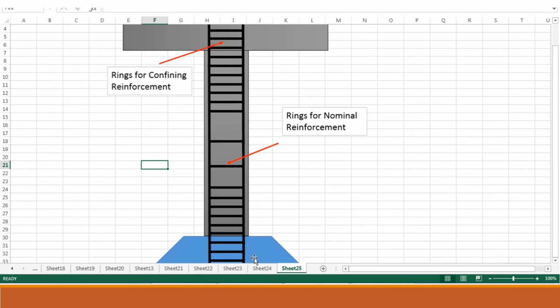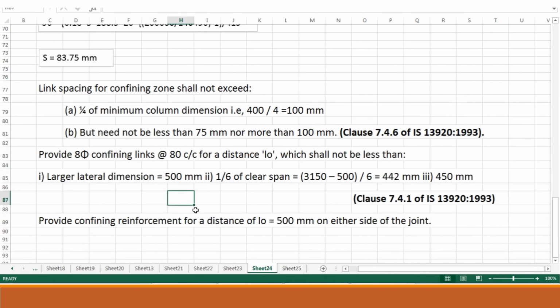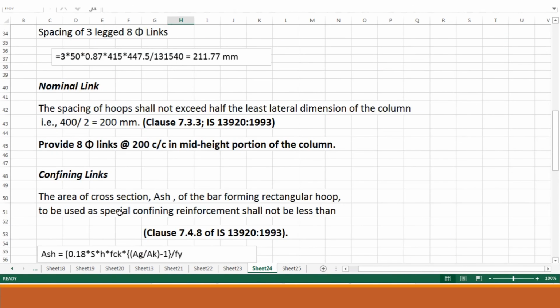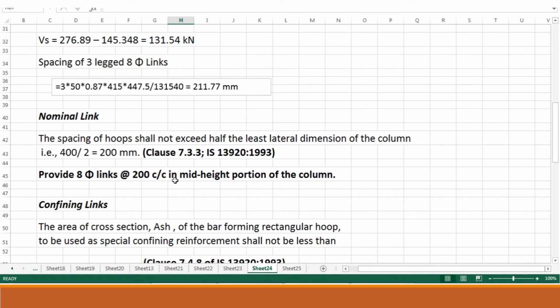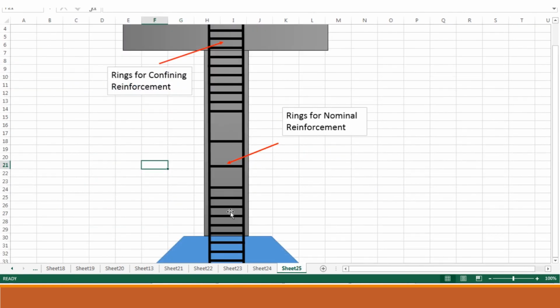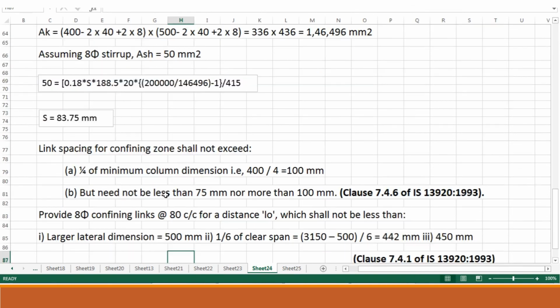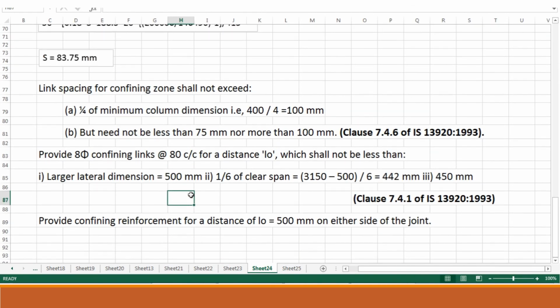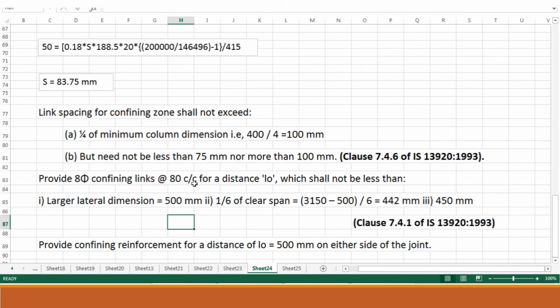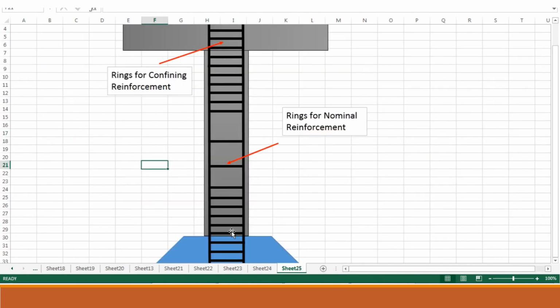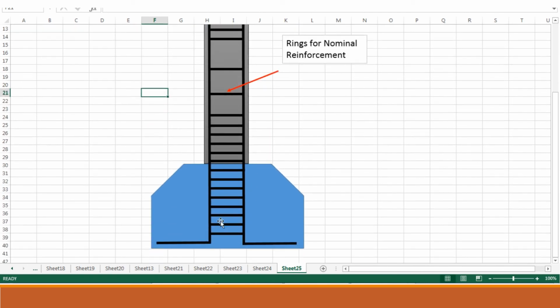Now in the confining zone, what is our reinforcement, the transverse reinforcement that we are providing? It's in the middle portion, it's 8 mm cross ties at the rate of 200 mm center to center. But in the confining zone, which is the top and the bottom zone, what we are providing is the 8 mm phi bars at the rate of 80 mm center to center for a distance of L0, which is equal to 500. It will be 500 from here and 500 from here. And rest, we also know that the special confining reinforcement is taken into the footing as well. We have already discussed that.